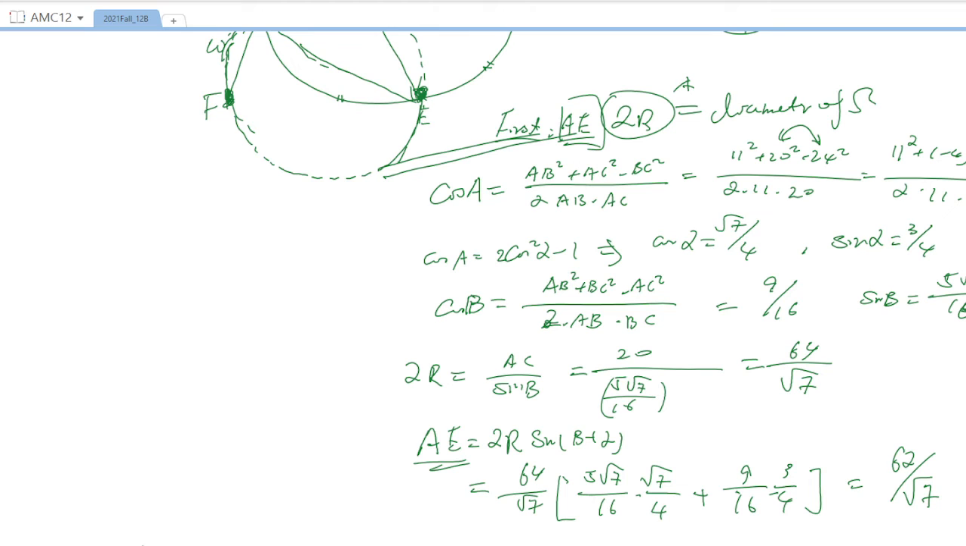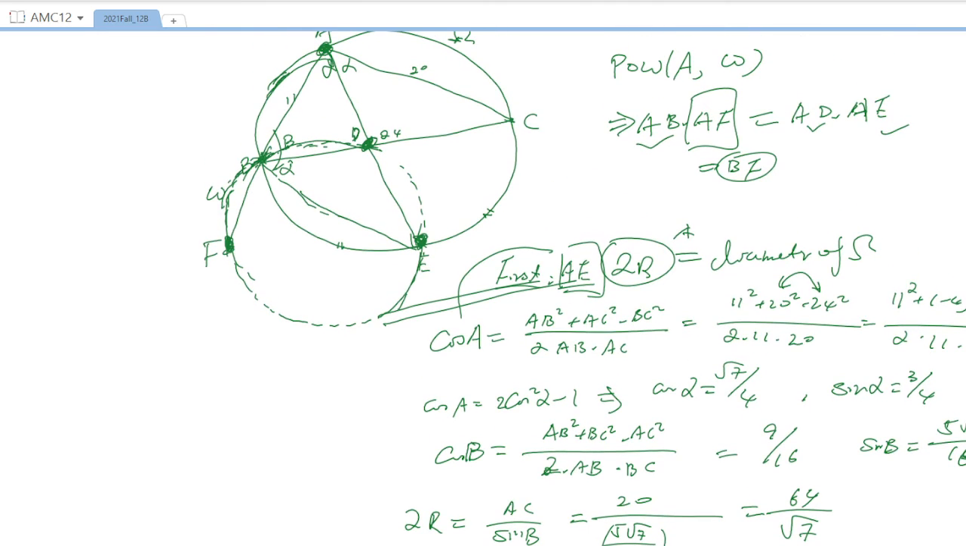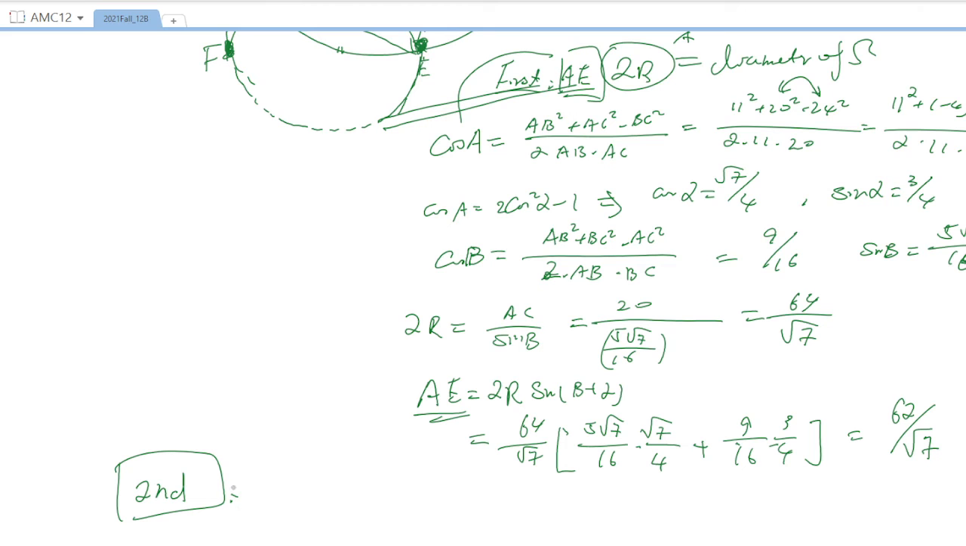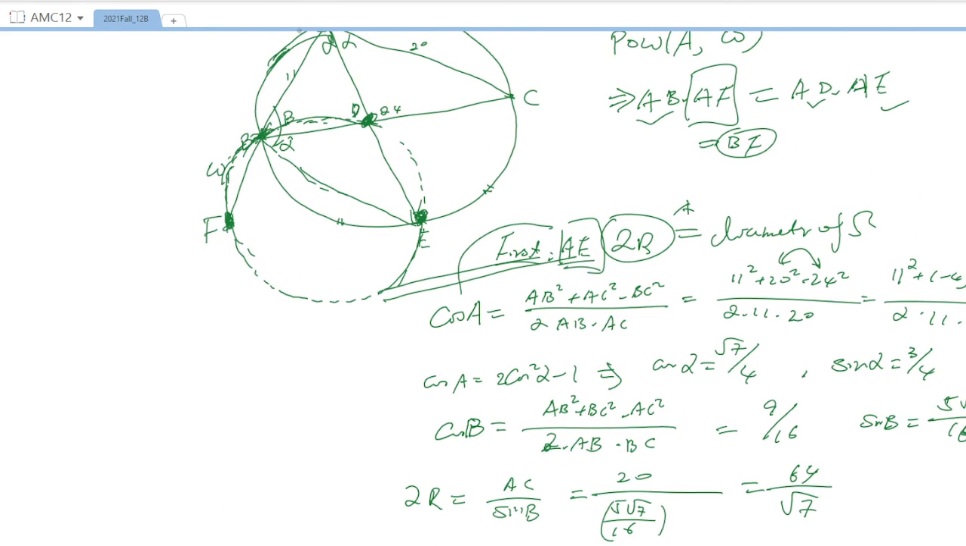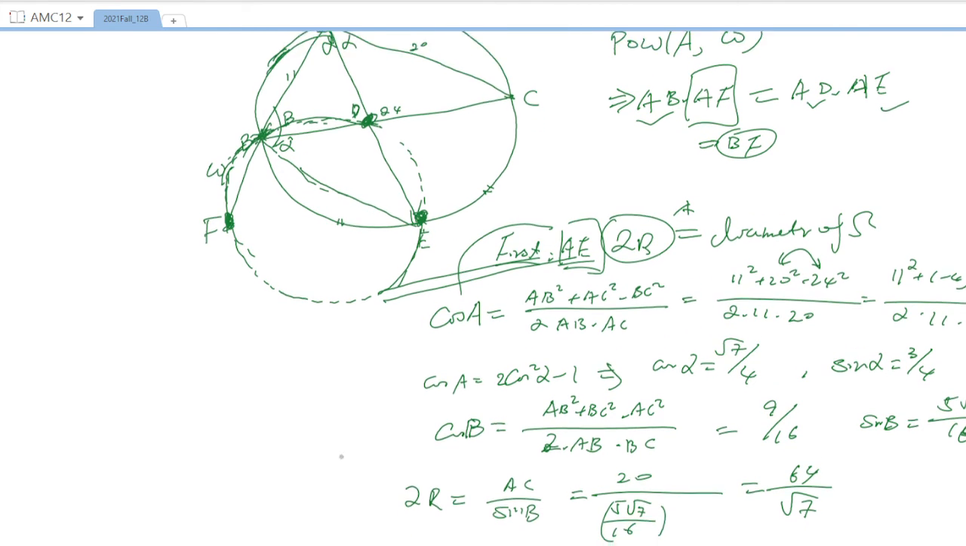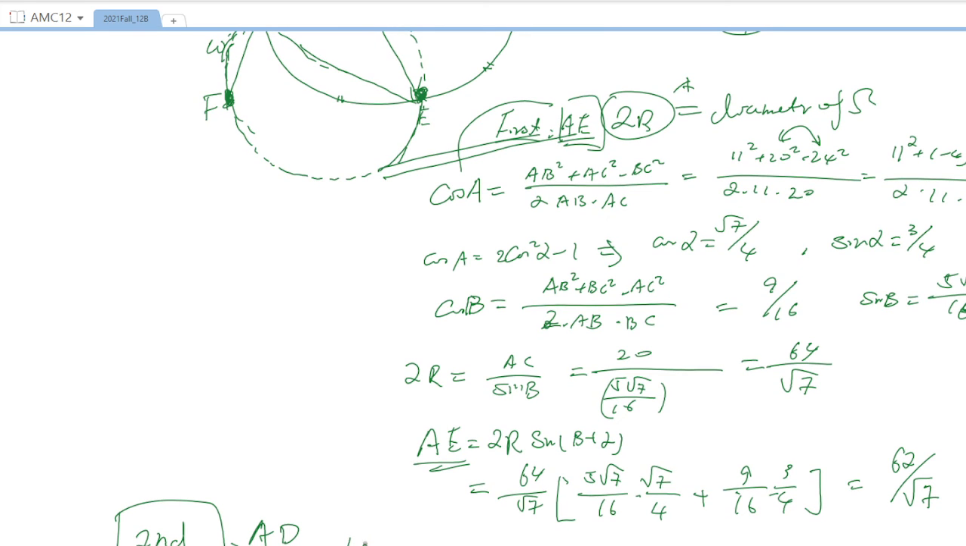Now the second step. As we analyzed before, we have AE and AD, right? If we need to solve AD, because we want to use the power of a point, that's why the second step is AD. For AD, I want to apply the law of sine in triangle ABD.